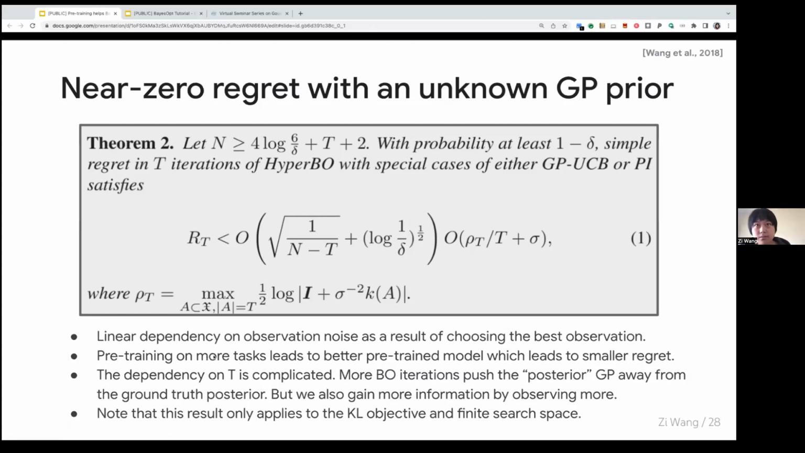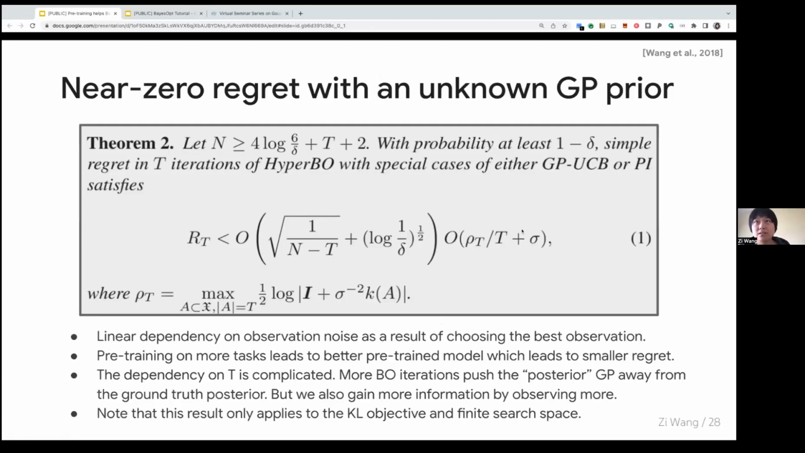And what we know from this is the dependency on n, which means pre-training on more tasks leads to a better pre-trained model, which leads to a smaller regret. That's also easy to understand, right? If we have more tasks, then we will be able to learn the prior better. There's also a dependency on t, which is the number of iterations of Bayesian optimization. I forgot if I explained why we call it HyperBO. It's because we are doing Bayesian optimization with all these learned, or pre-trained, hyperparameters. So the dependency on t is kind of complicated.